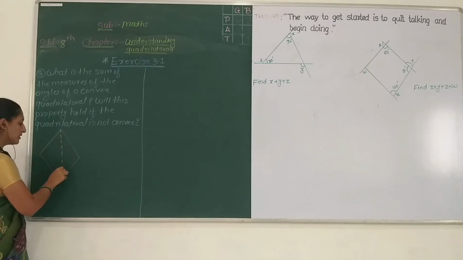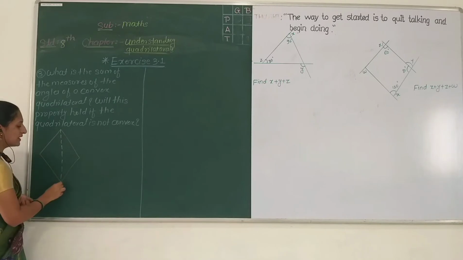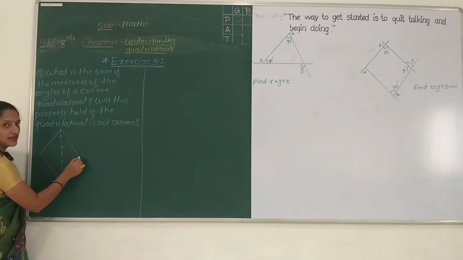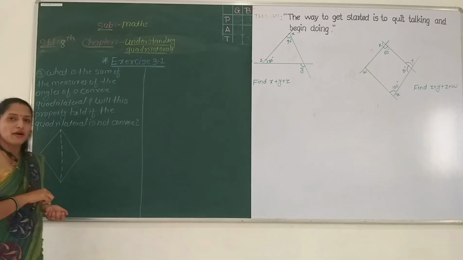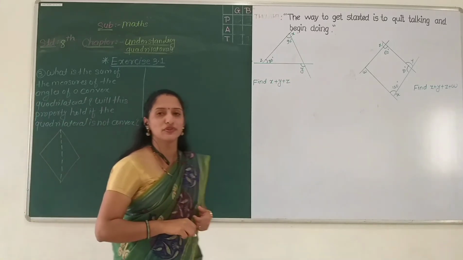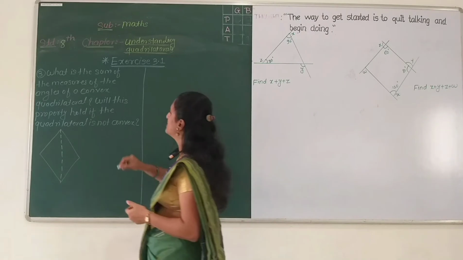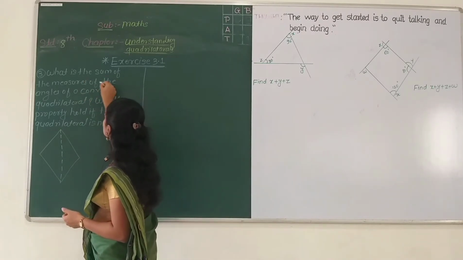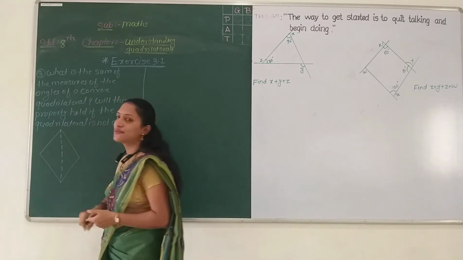And here are the diagonals of the polygon. Look at here. This is one of the diagonals and this one is the other diagonal. So all the diagonals lie in the interior part, so this polygon is called a convex polygon. Now we have to measure the sum of the measures of the angles of a convex quadrilateral.